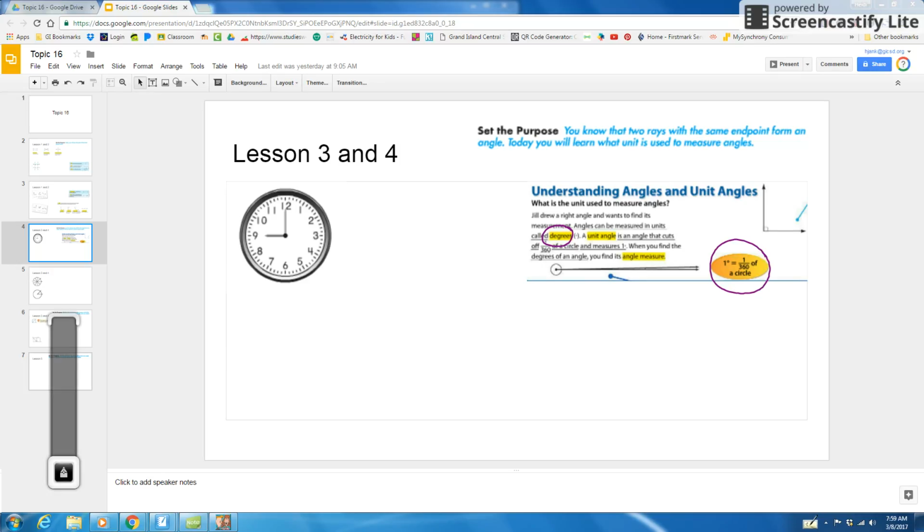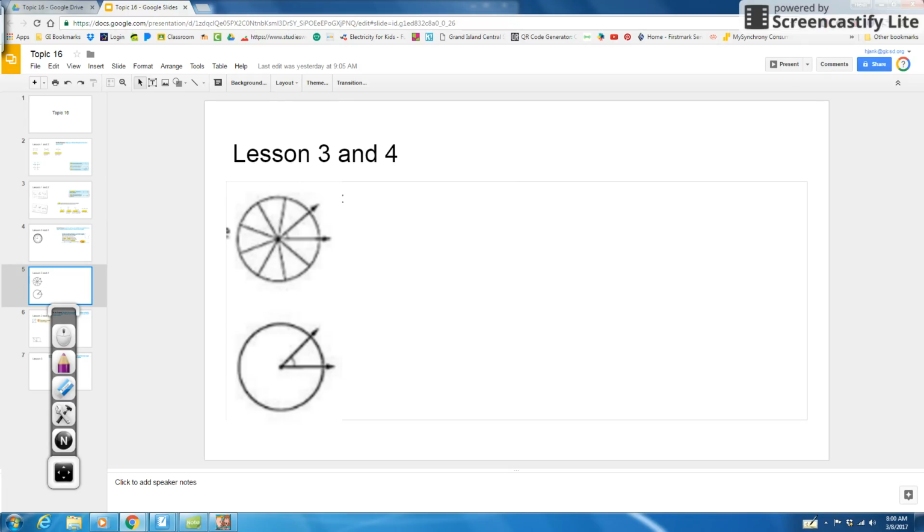So let's move on to the next slide, and we're going to use this a little bit to practice a few problems. So we have this circle here. We're going to start with circle number 1. This is circle number 2. We're going to start by looking at circle number 1. And this is the angle right here that they want us to measure.